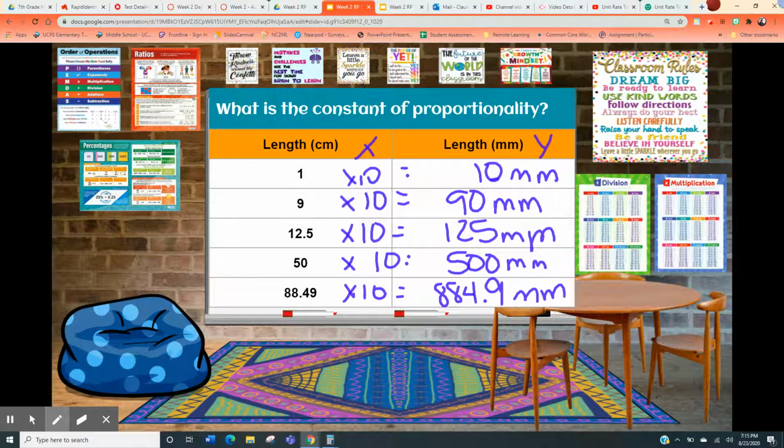So our question is, what is the constant of proportionality? So basically, it's asking us, what is our unit rate? What did we use to get our answer? So our unit rate would be 10 because we used the 10 to find our answer for each problem. So let's go ahead and recap real quick.